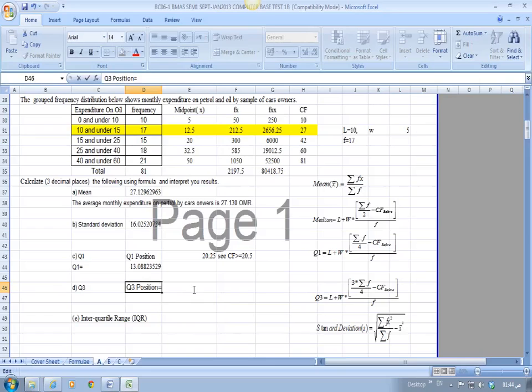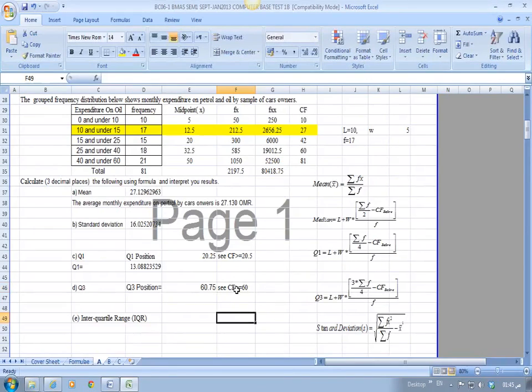Third quartile, we write Q3 position also the same, and then we calculate Q3 position. According to the formula, it is 3 multiplied by sigma F, divided by 4. So we have this, then we write CF greater than or equal to 60.